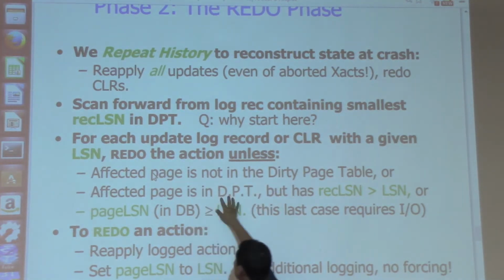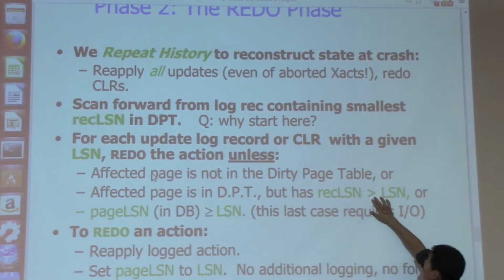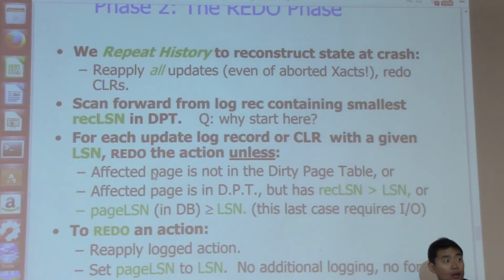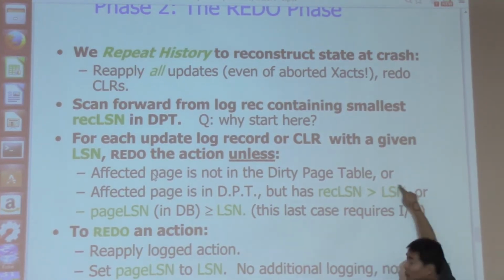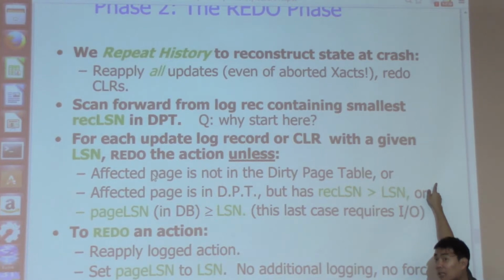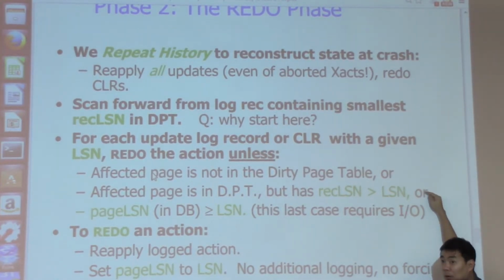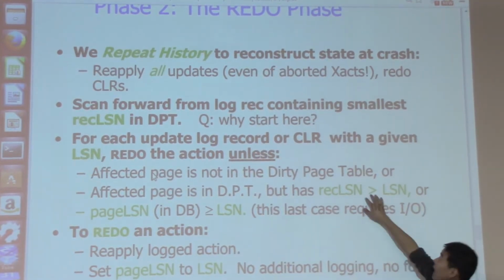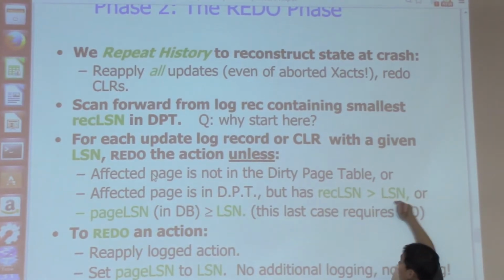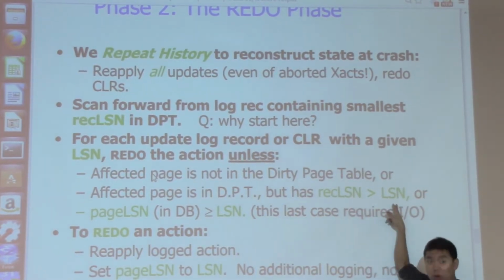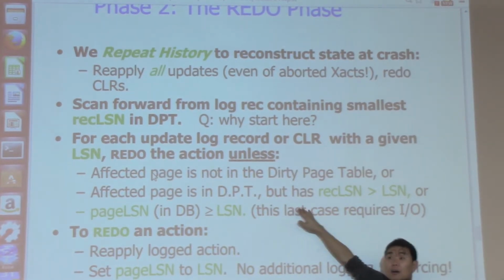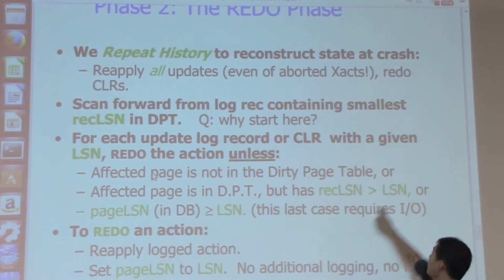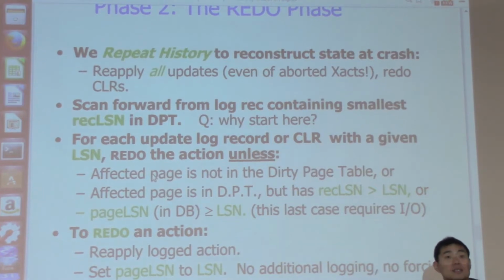Second, the affected page is in the dirty page table, but RecLSN is greater than the current log sequence number you're trying to redo. What does that mean? That means this log record caused this page to be dirty, but at some later point, the buffer manager came to the dirty page table and said this dirty page was written to disk. And then after that, somebody else, which is RecLSN, which is after this log, made the page dirty once more. That's why you still see this page in the dirty page table, but not because of this, but because of this guy. That's why you don't have to redo this. Do you follow me? You don't have to redo this.